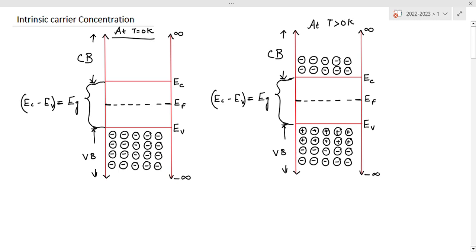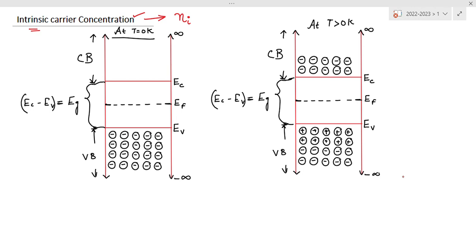Hi everyone. Today's topic is we are going to determine the carrier concentration of an intrinsic semiconductor. Carrier concentration denotes concentration of charge carriers in a pure semiconductor. Intrinsic semiconductors like germanium or silicon can be taken into consideration. So here the symbol used for carrier concentration of an intrinsic semiconductor is Ni.